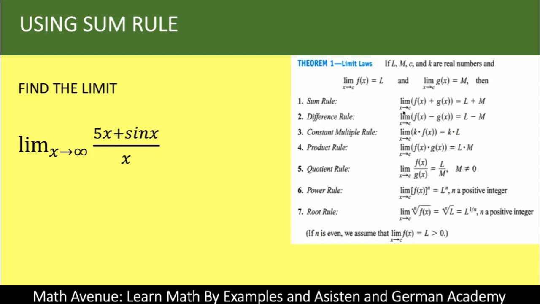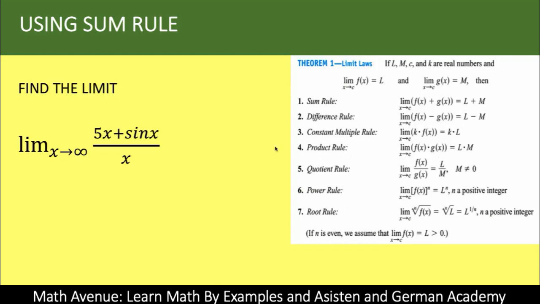The first one is that the limit of the sum of two functions is equal to the sum of their limits. In other words, you get the limit of the first function, get the limit of the second function, and you add those two limits. We call that the sum rule. Then we also have the difference rule, and the constant multiple rule, which says that if you have a constant times a function, you can put that constant out, get the limit of the function, and multiply that constant times the limit. Then we have the product rule, the quotient rule, the power rule, and the root rule.